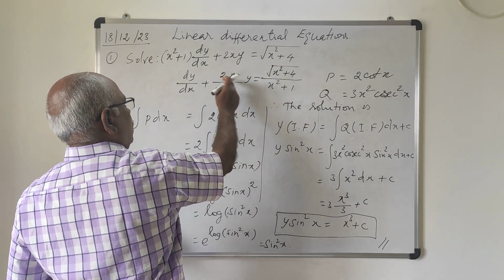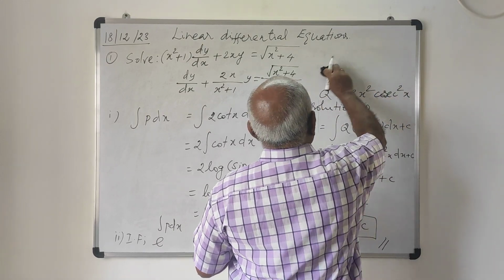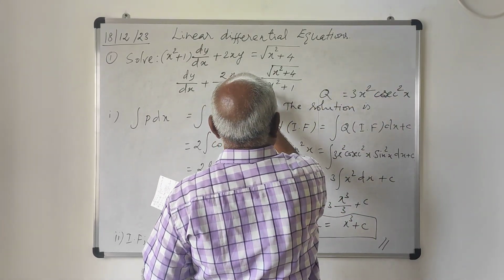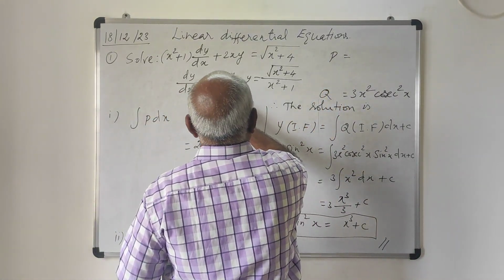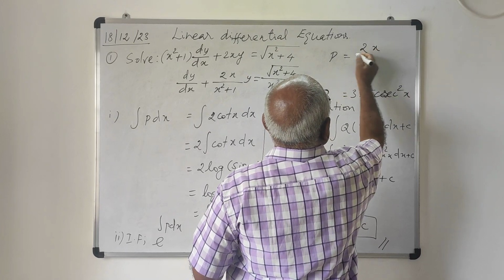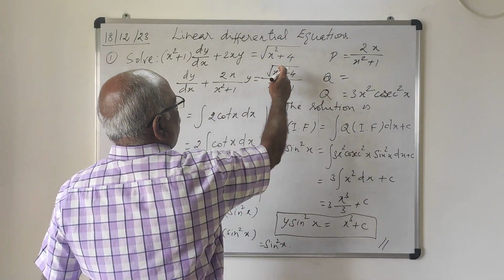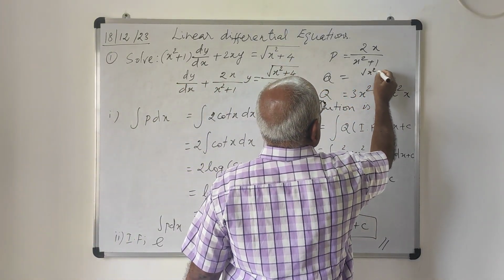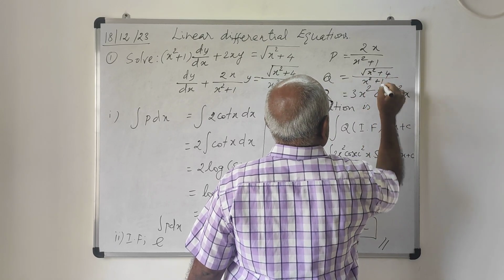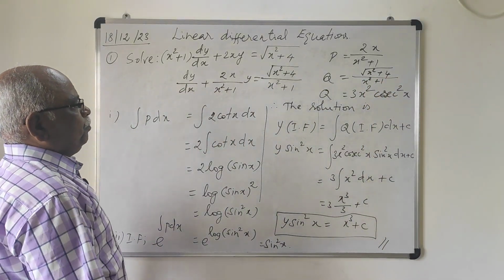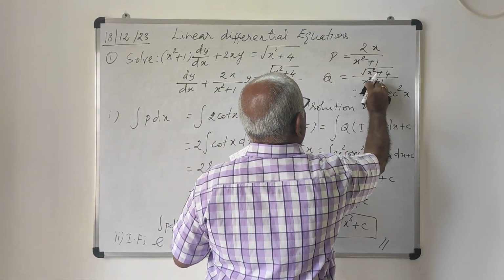Now, the coefficient of y, 2x by x square plus 1, is p. What is p for this equation? It is for the form dy by dx plus py equal to q. Therefore, p of this equation is 2x by x square plus 1. And what is q? Root of x square plus 4 by x square plus 1 is your q. Now, our idea is, first we have to find out the first step.